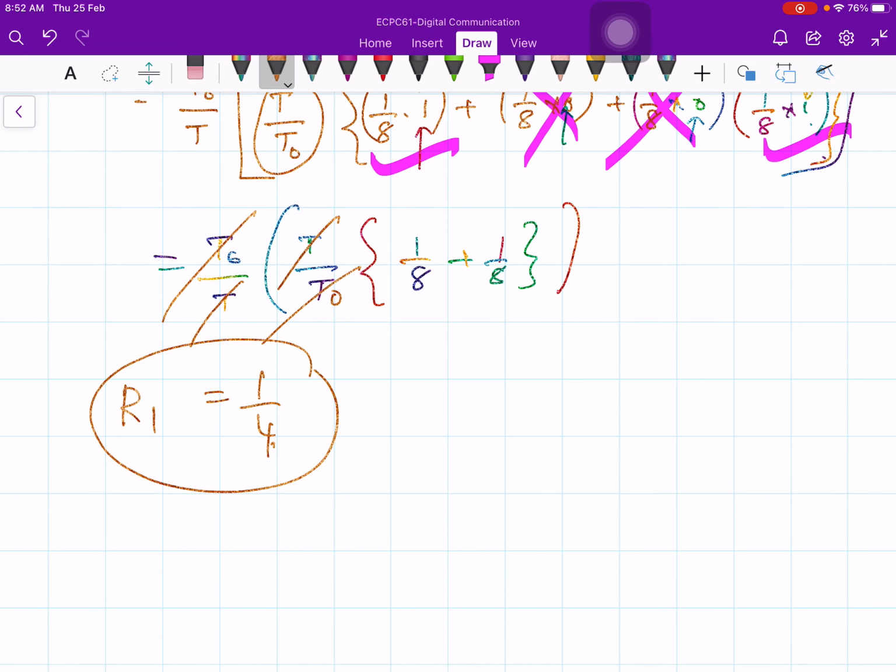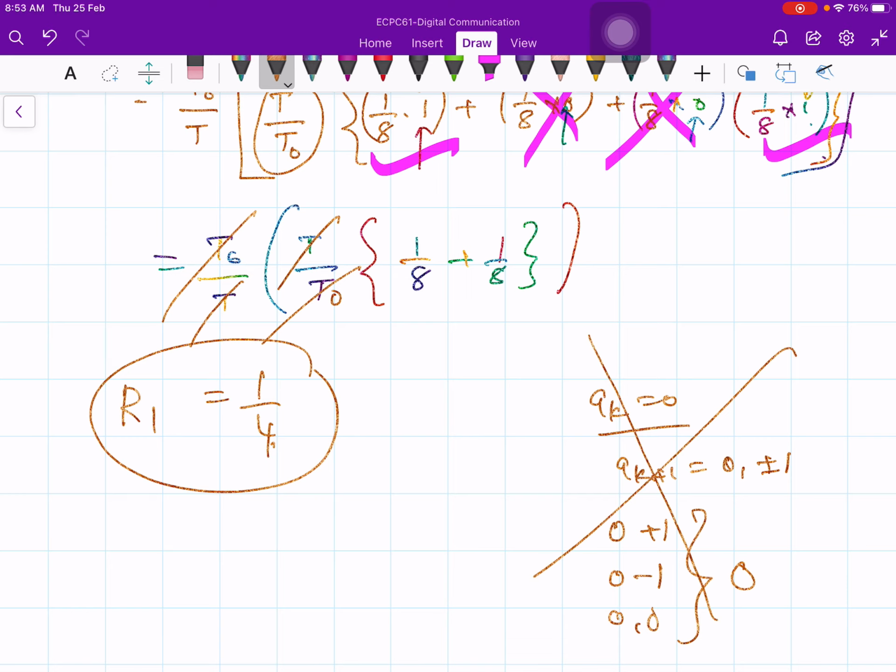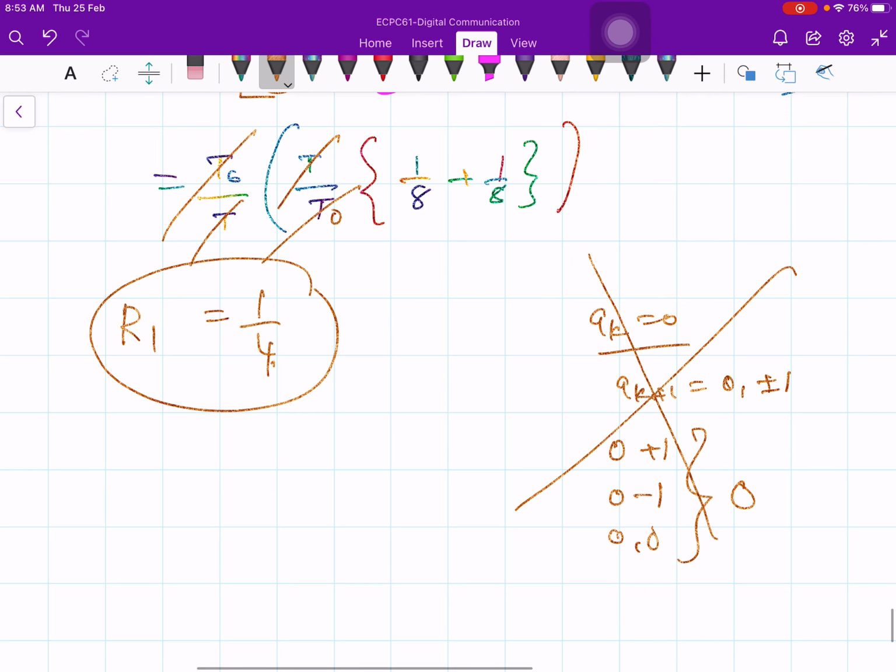Okay, and don't consider the case when ak is equal to 0, then again it is useless, right? Ak plus 1 is equal to 0 plus or minus 1, then you have the possibilities like 0 plus 1, 0 minus 1, then 0 comma 0. Anyway, this product is going to give you 0 value, so it is not going to give any non-zero value. So don't consider this case, no need to consider. We can leave that.